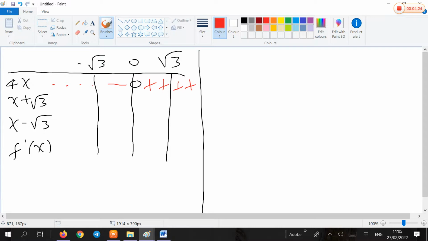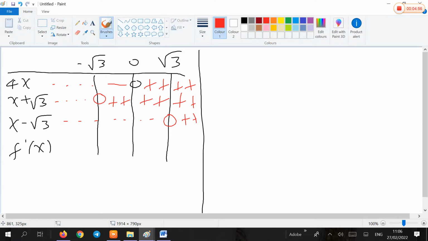X plus square root of 3 is 0 at x equals negative square root of 3. If you take any number less than negative square root of 3, you will get a negative sign. If you take any number greater than negative square root of 3, you will get a positive sign. X minus square root of 3 will be 0 at square root of 3. So if you take any number less than square root of 3, you will get a negative sign, and positive if you take any number greater than square root of 3.